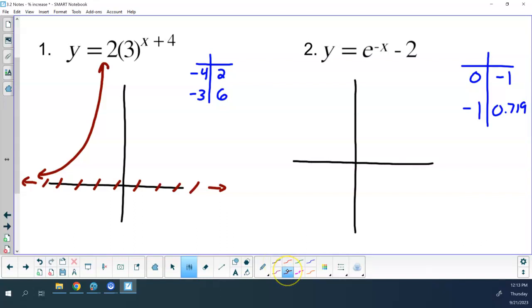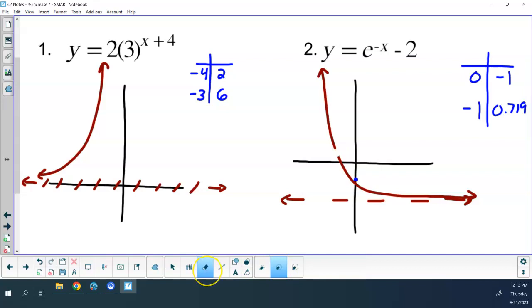I have a horizontal asymptote at -2. I go through the point 0, -1, and I go through this point up there. So then this comes down through here. Oops, I missed both of them. You didn't see that, but I missed them. Oh, I did too much erasing. There you go. Yes? Love it. Good stuff.